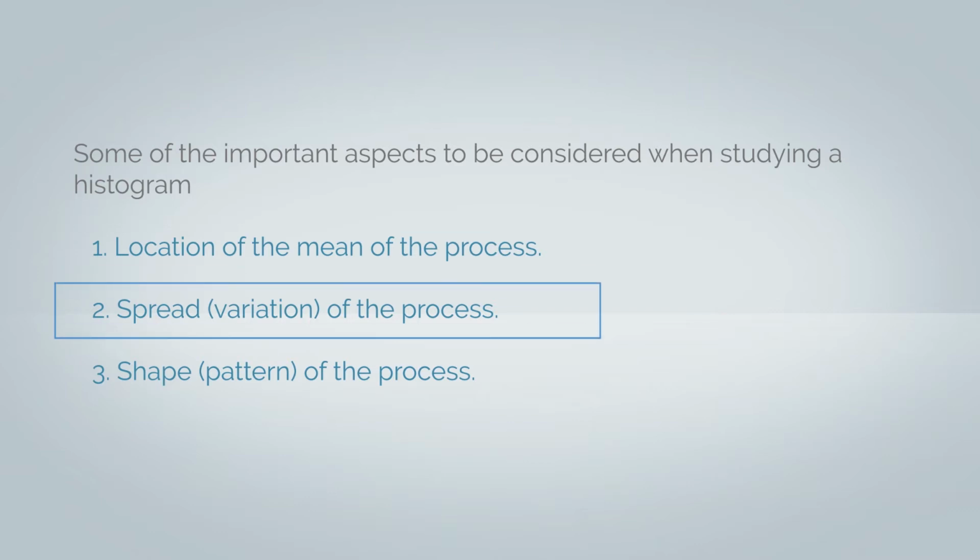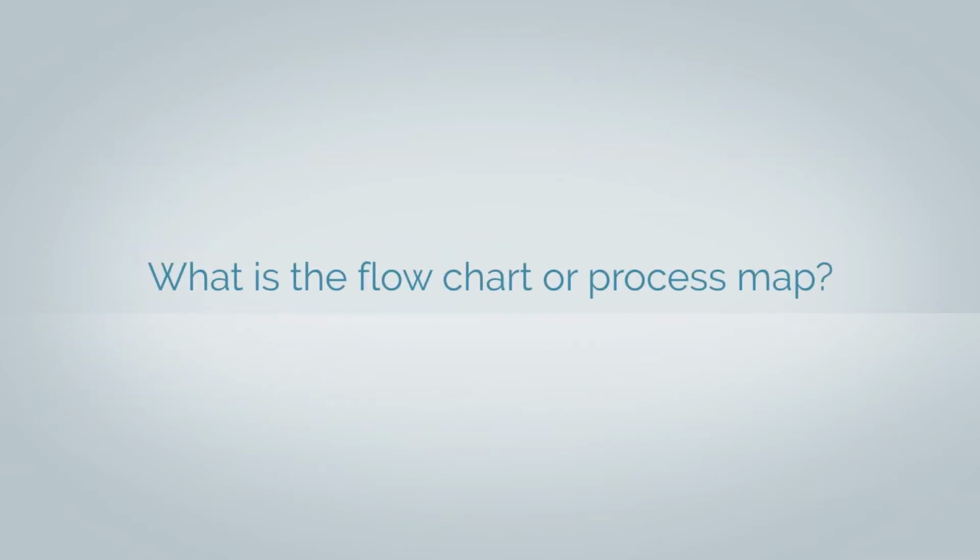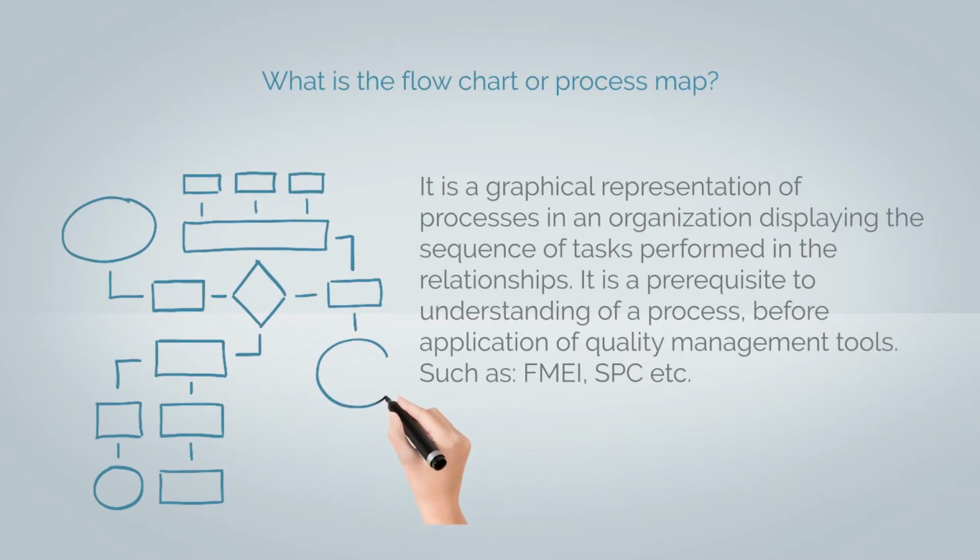Secondly, spread or variation of the process, and thirdly, shape or pattern of the process. The third basic quality tool that we will discuss is the flow chart or the process map. What is the flow chart or process map? It is a graphical representation of processes in an organization, displaying the sequence of tasks performed and the relationships. It is a prerequisite to understanding a process, before application of quality management tools, such as FMEA, SPC, etc.